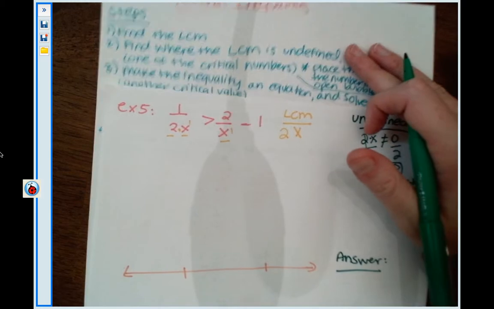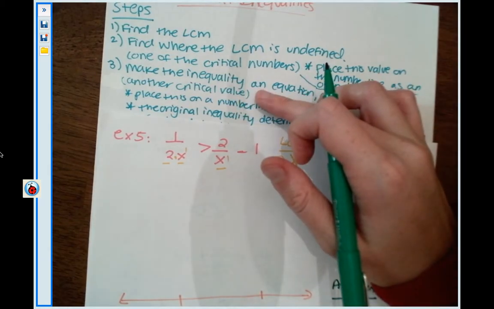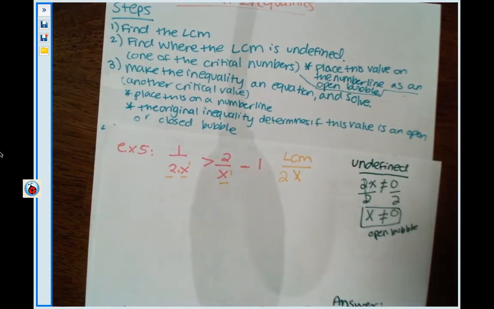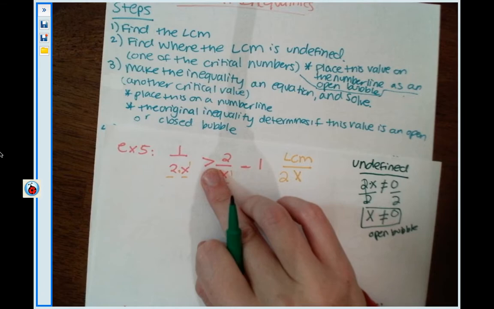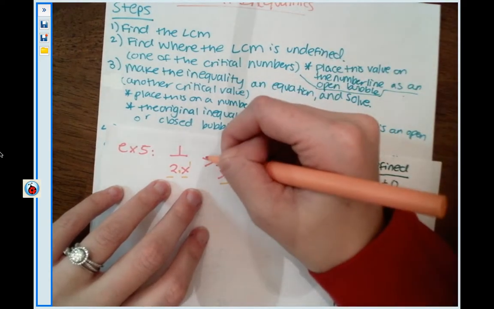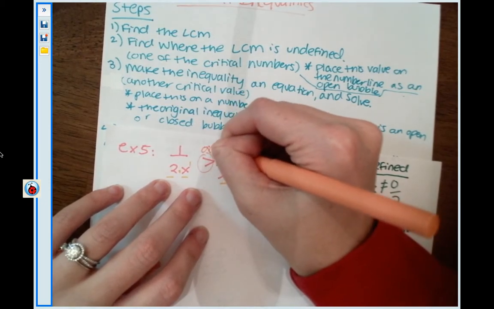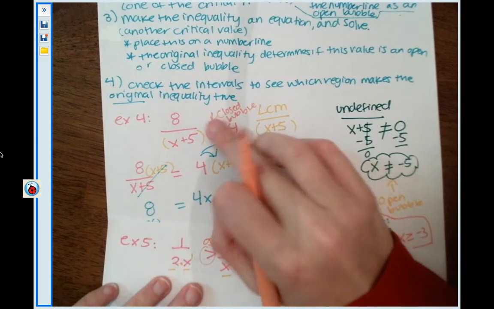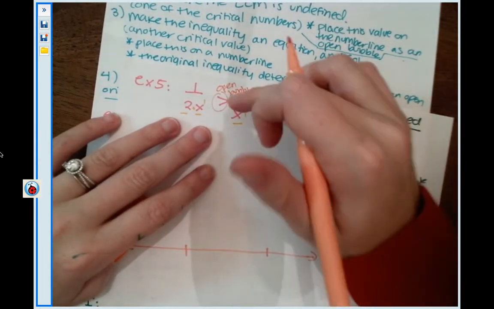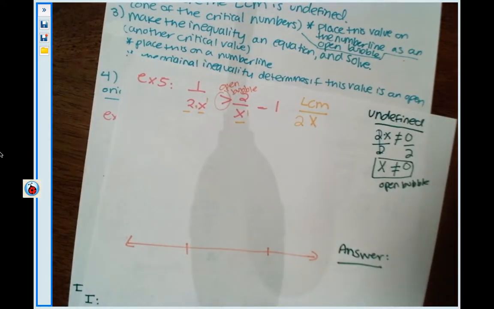Step 3, make the inequality an equation and solve. Whatever we solve for is another critical value, which means it goes on our number line. And the original inequality tells me if it's an open or a closed bubble. Since my original inequality is not equal to, it's just greater than, this is going to be an open bubble. Our previous example problem was an equal to, which made it a closed bubble. If it's equal to, it can equal it, so we shade it in. Since this is greater than, not equal to, it can't equal it, so we're going to leave it as an open bubble. So whatever I get here will be an open bubble.